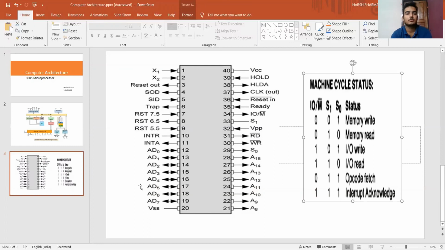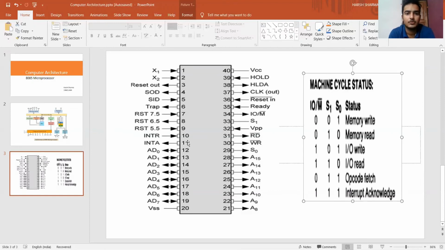Now we will discuss pins 12 to 19. So AD0, AD1, AD2, AD3, AD4, AD5, AD6 and AD7. These are all address and data buses. We have an 8-bit data bus, 0 to 7, and these are multiplexed with the address buses.